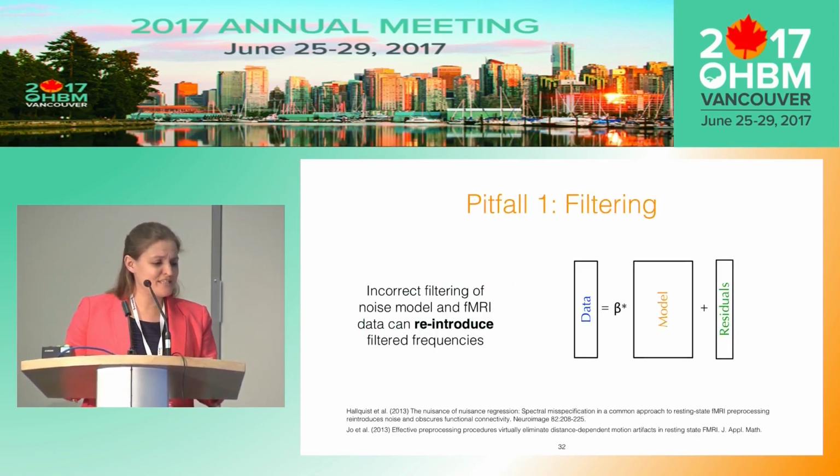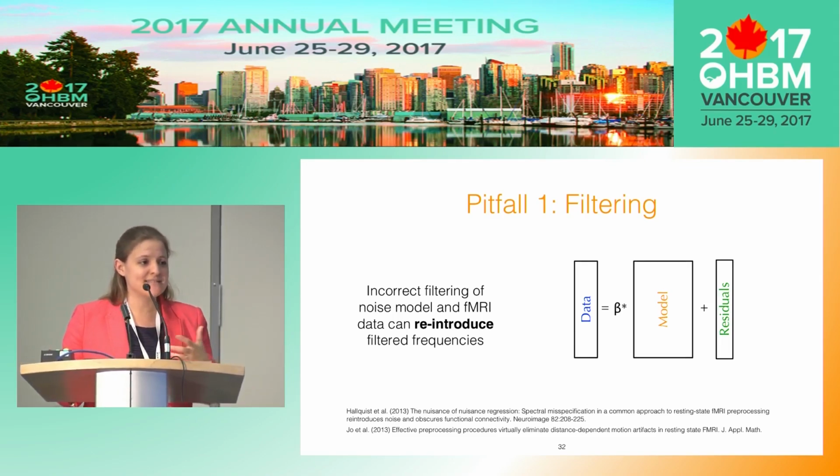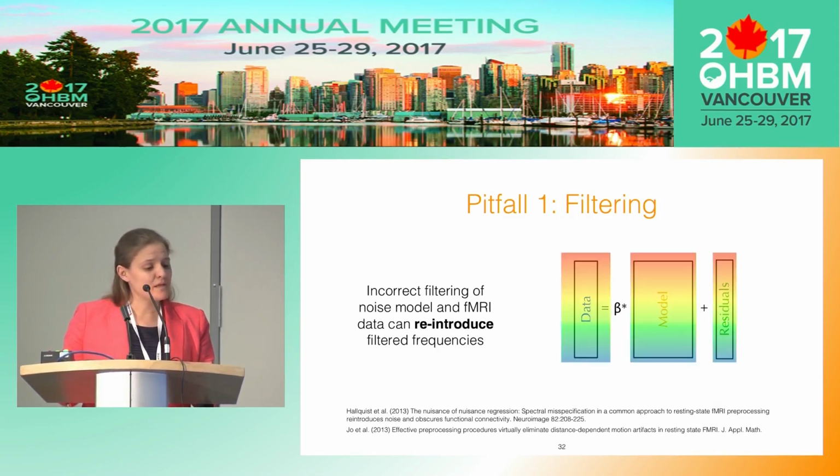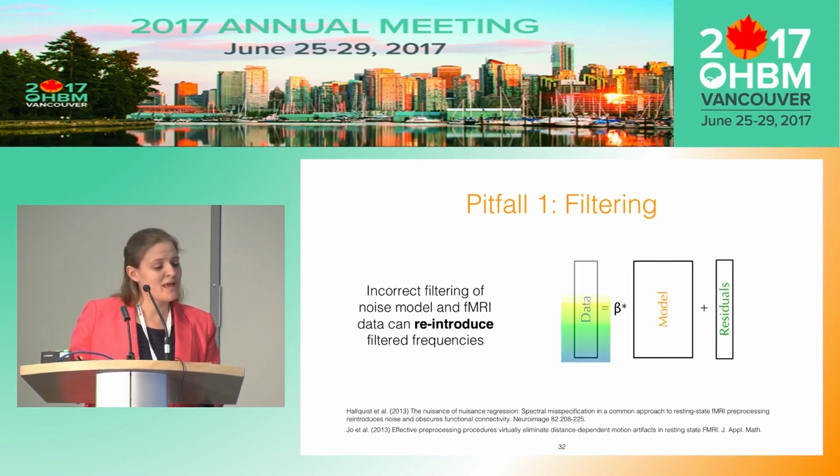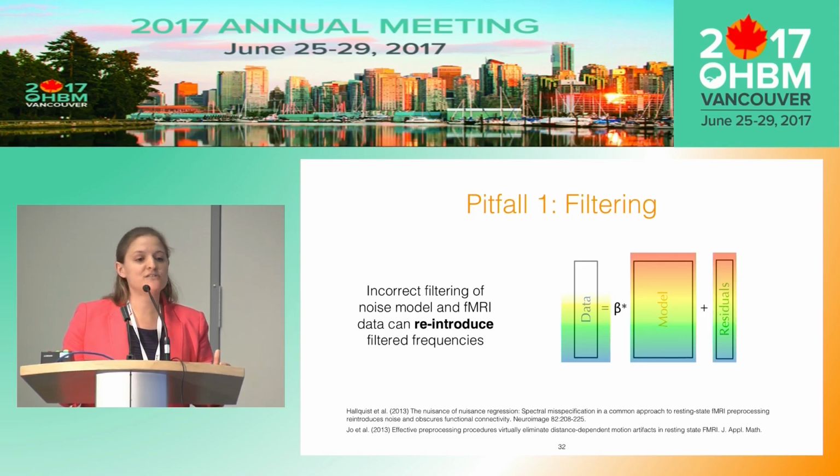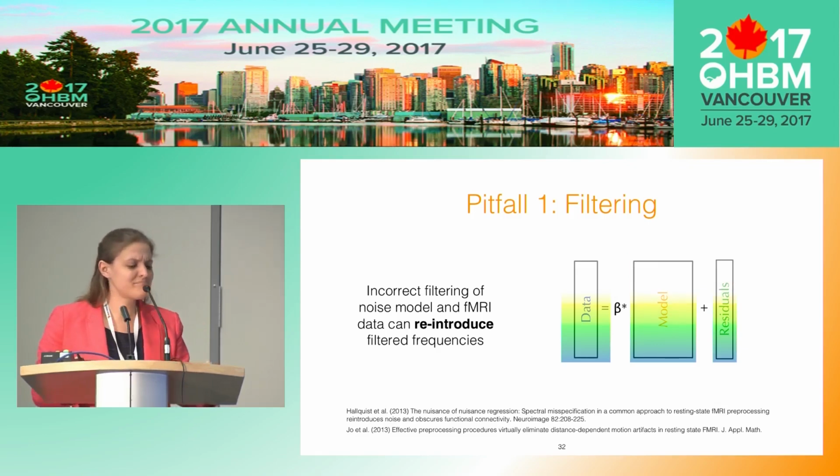So the first issue is filtering. There are a lot of reasons why you might want to filter your data. We generally think that noise and signal might be spectrally very different, so a bandpass filter could differentiate the two. But you have to make sure you're filtering correctly. If you just filter the data, like so, but you don't also filter your nuisance regressors in your model, you're going to find that the nuisance regression process is going to reintroduce the frequencies you thought you got rid of back into your clean signal. So the first thing is, if you're going to filter, you have to make sure you do it correctly. You have to filter both the data and your model.